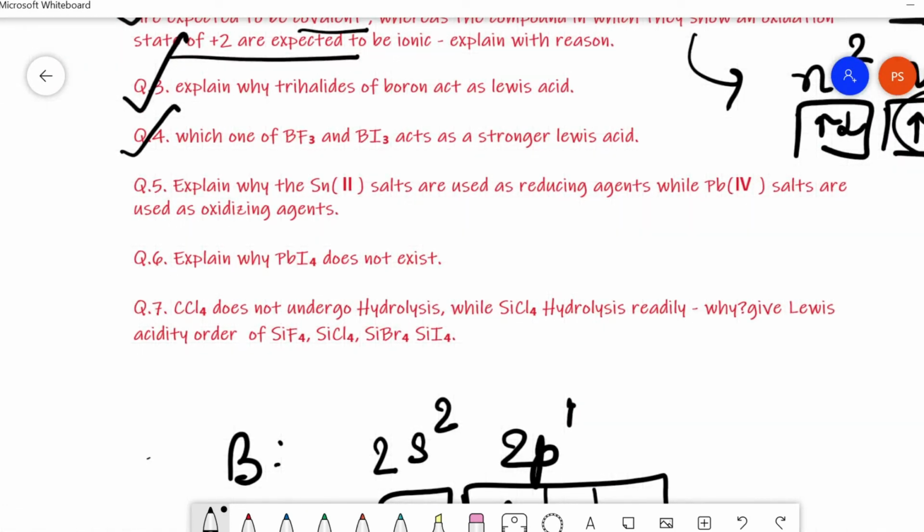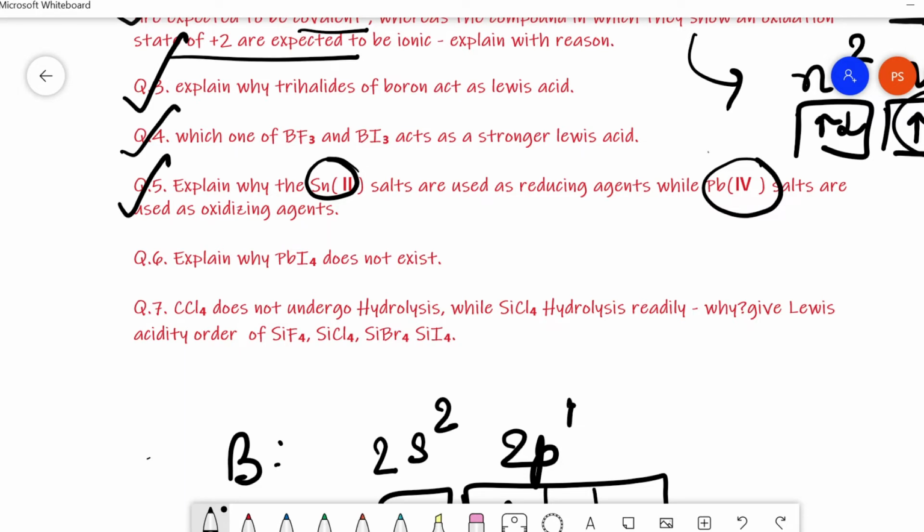The fifth question is: explain why tin 2 salts are used as reducing agents whereas lead 4 salts act as oxidizing agents. Now, these are tin 2 and lead 4 in their oxidation states, ions of group 14 elements. Lead resides in the sixth period, tin resides in the fifth period.